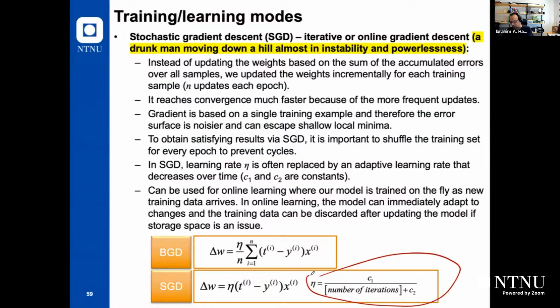So we start with, when number of iterations equals 0, C1 divided by C2. When number of iterations equals 1, it will be C1 divided by 1 plus C2, and so on. So it starts with a large value at the beginning, and after that it goes down. It can be used for online learning, where our model is trained on the fly. As new training data arrives, the model can immediately adapt to changes, and the training data can be discarded after updating the model if storage space is an issue.